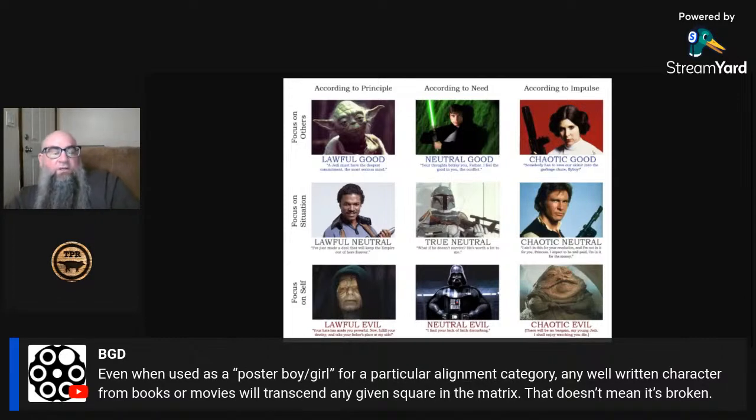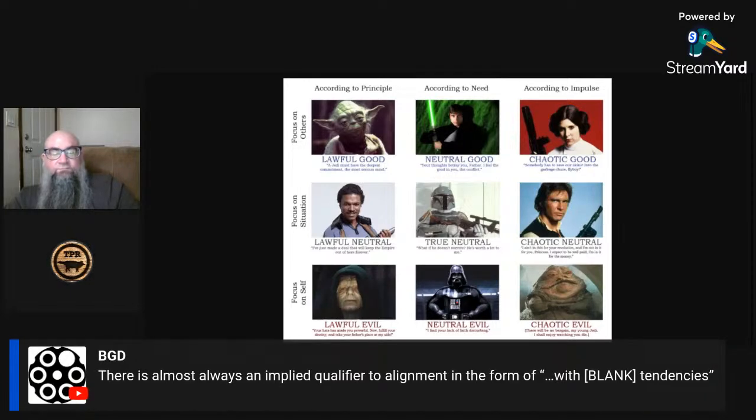So BGD says, even when used as a poster boy or girl for a particular alignment category, any well-written character from books or movies will transcend any given square in the matrix. That doesn't mean it's broken. I completely agree. 100%. This is another thing that I constantly say about alignment that people, I think, in general don't understand. It is not proscriptive. It does not dictate your actions. It is descriptive. It is a result of your actions. We are going to talk about that in a little bit. With blank tendencies, yeah, sure. We're going to talk about whether or not it's proscriptive or descriptive. I think that there's some value to be had in that discussion, but we'll get there.